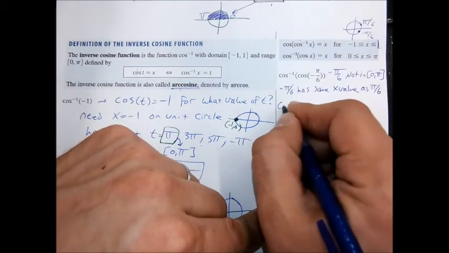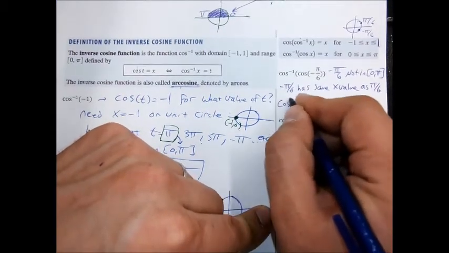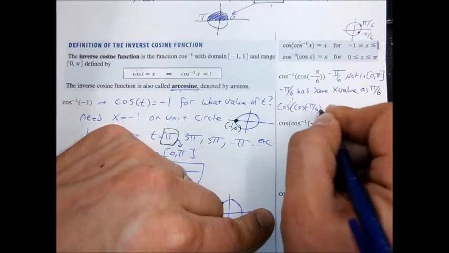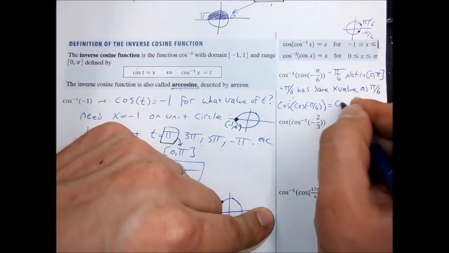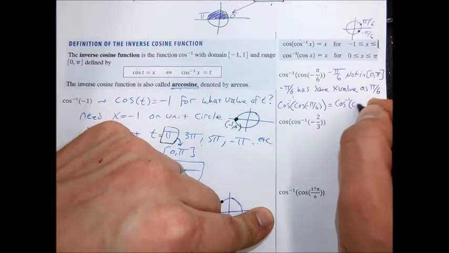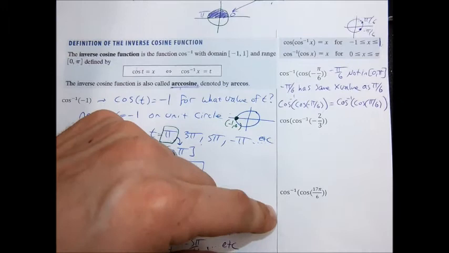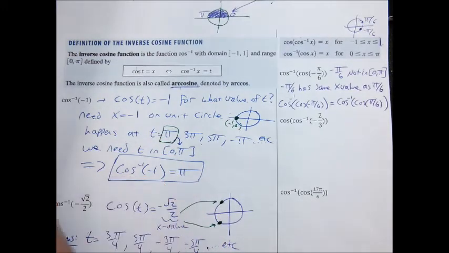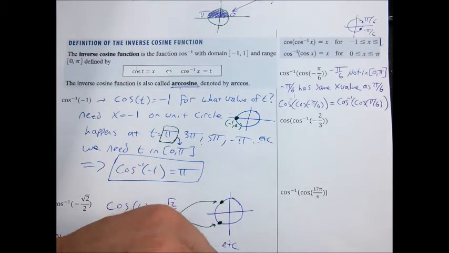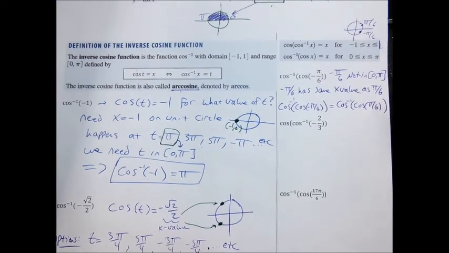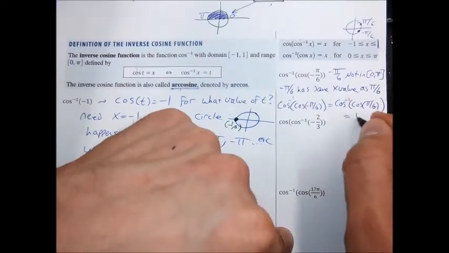So our original problem, cosine inverse of cosine of negative pi over 6, is actually the exact same thing as cosine inverse of cosine of positive pi over 6. Again, since pi over 6 and minus pi over 6 have the same x value. And now this is in the correct interval, and so we can just pop that right out, and that's our answer.